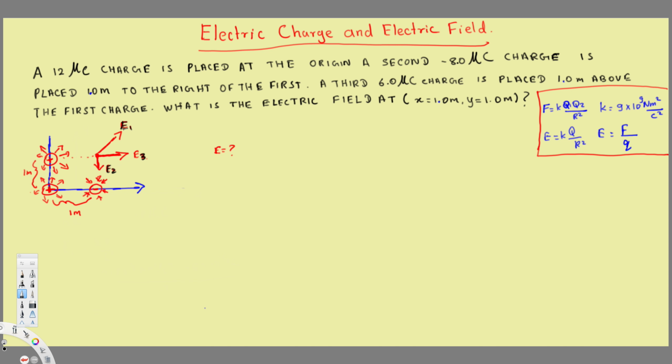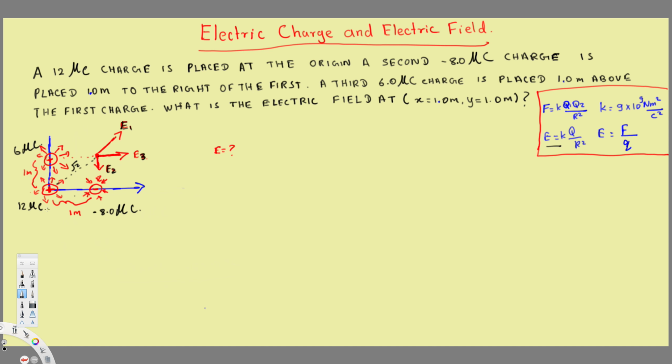Okay, first of all, I grab this E1 right here. First of all, we have to know the distance of this one. If this is 1 and the height is 1, according to the Pythagorean theorem, this is going to be √2. Now we can calculate this one. So let's choose this equation. We know the charge for everything. For this one it's 12 microcoulomb, for this one it's -8 microcoulomb, and for this one it's 6 microcoulomb.